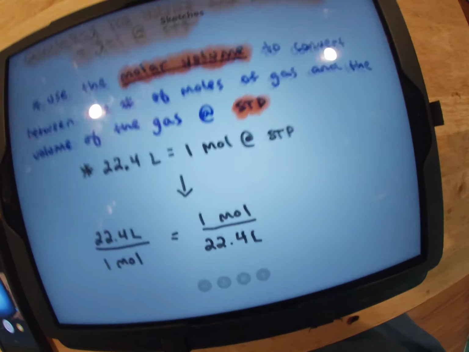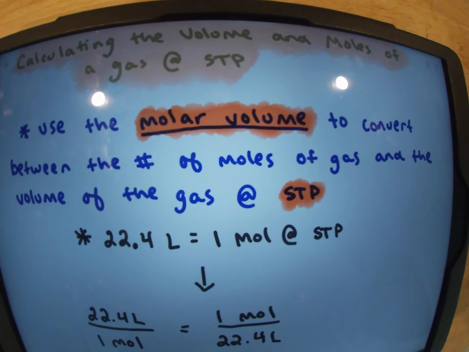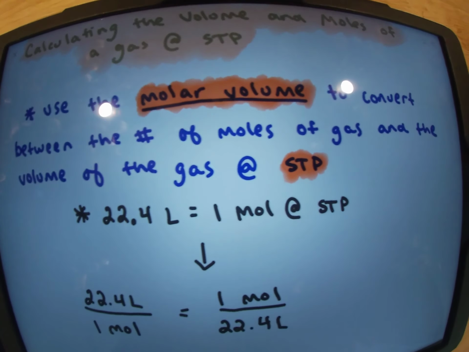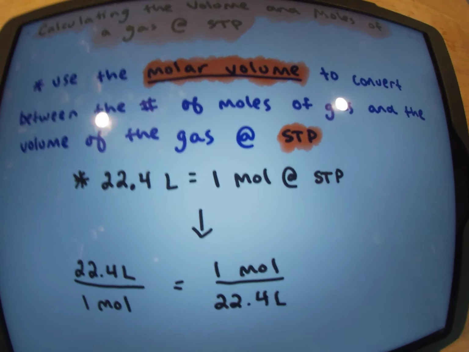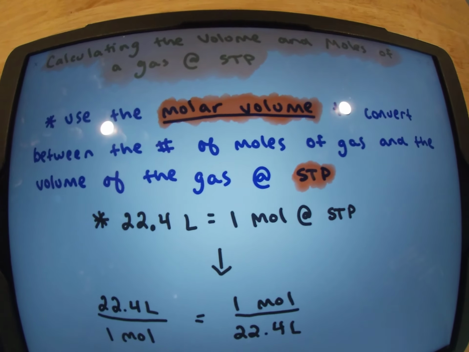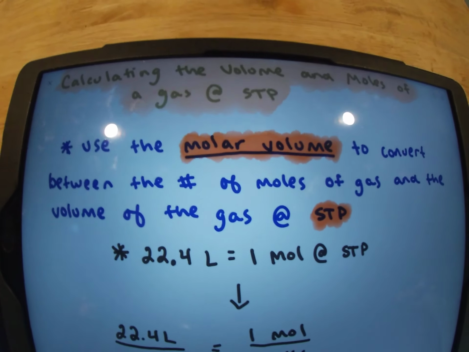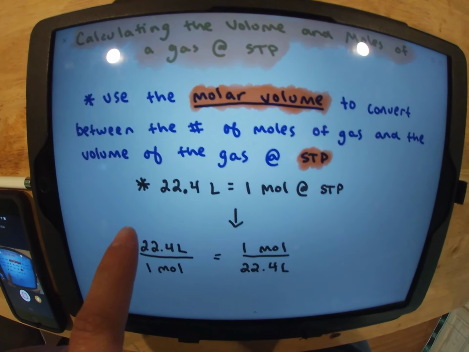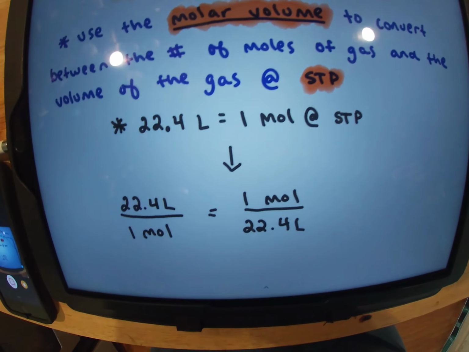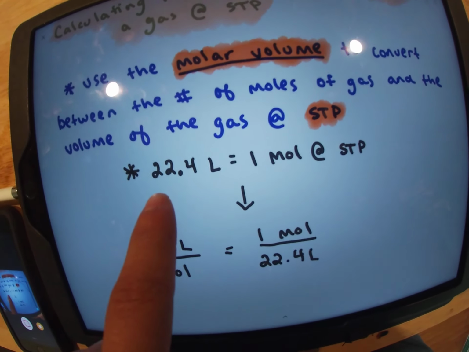Take it a little farther. From here on, we're going to start trying to calculate the volume and the moles of a gas at STP. We're going to start using the molar volume, which again is 22.4 liters, and use it to convert between the number of moles of gas and the volume of the gas at STP. That brings forth a new equality.